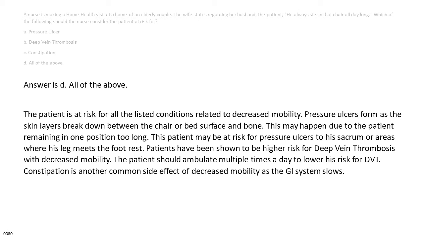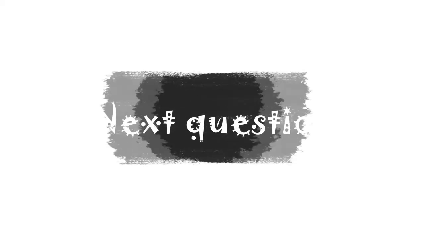Patients have been shown to be higher risk for deep vein thrombosis with decreased mobility. The patient should ambulate multiple times a day to lower his risk for DVT. Constipation is another common side effect of decreased mobility as the GI system slows.